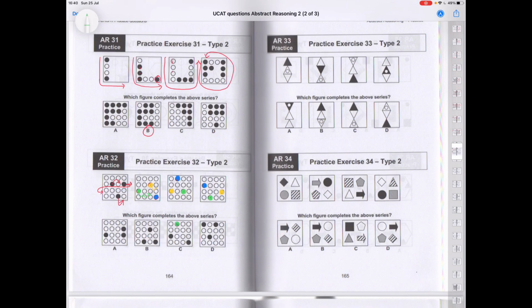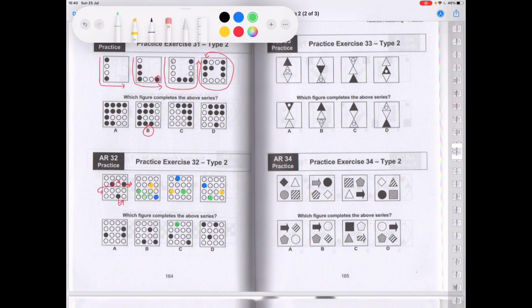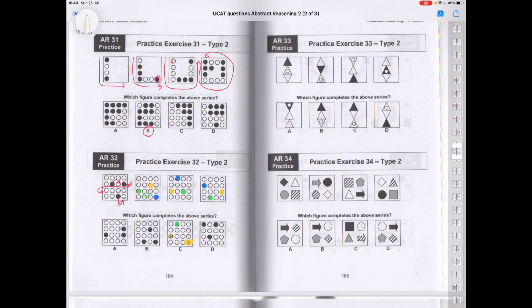So I've got my answer, but I'm going to follow it through with the yellow one, which is going to move 4 places. So that is 1, 2, 3, 4. That position there. And the blue one, 1, 2, 3, 4, I've drawn it yellow, sorry, that position there. So it's actually C. That was a tricky one.